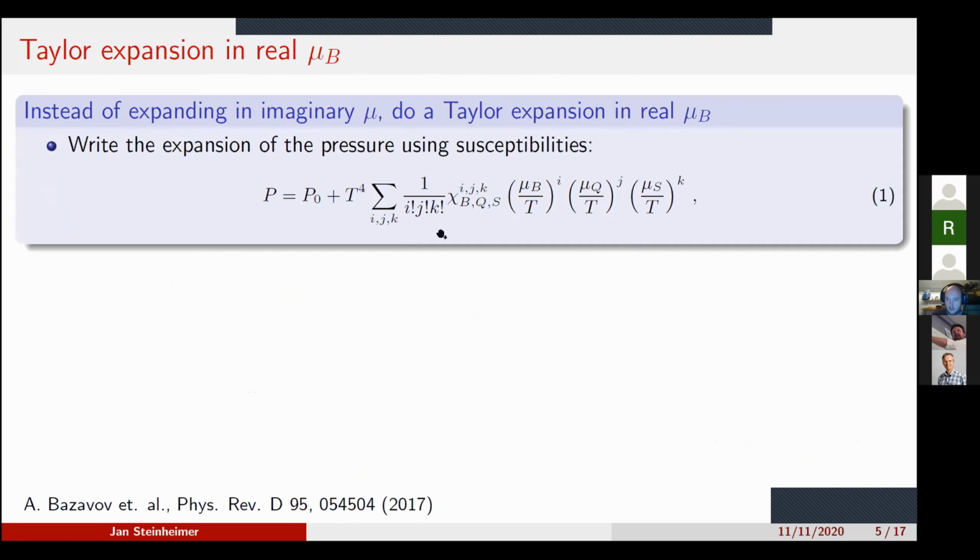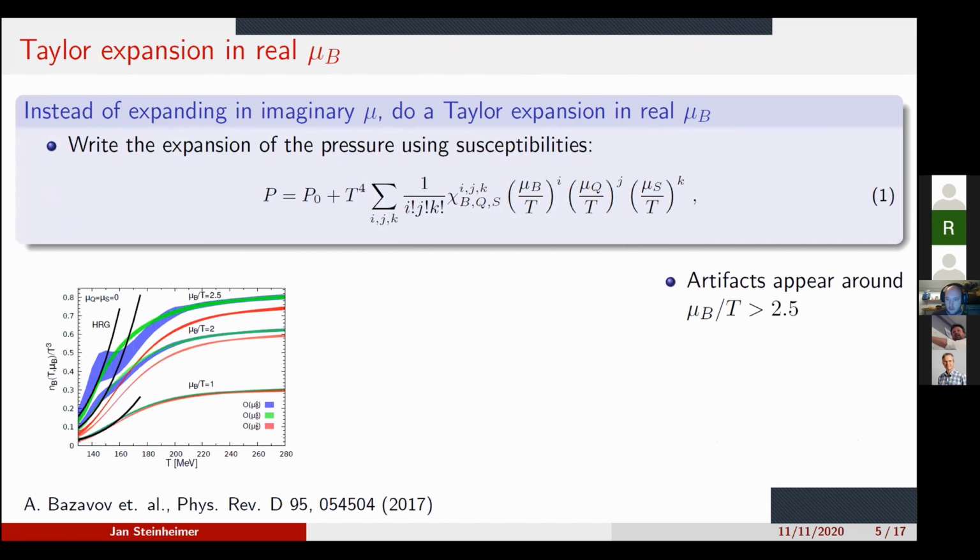So of course, something similar was also done taking only the expansion coefficients chi in the real plane. So basically, as I said before, you can expand your pressure in terms of these coefficients chi, and then you can try to calculate these coefficients from lattice, and then you just plug them in and see how far you get. And this was done actually already some years ago, as you can see here.